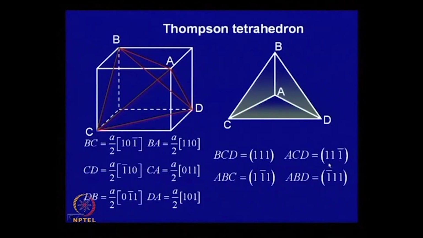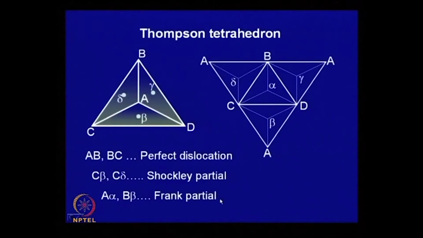These planes subtend an angle between them. You can calculate the angle between these two 1 1 1 planes, and it is easy to calculate. This angle will be close to around 55 degrees. Different types of dislocations can be represented in terms of this tetrahedron, which is called the Thompson tetrahedron.